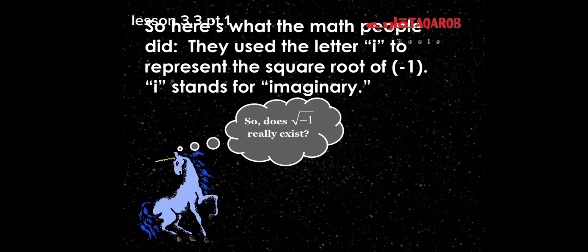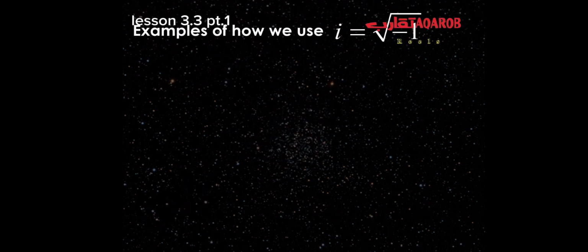Now, what the mathematicians did is they used the letter i to represent the square root of negative 1, where i stands for imaginary. As you can see here, i is equal to the square root of negative 1. Here are examples of how we use it in dealing with numbers only, not solving equations.